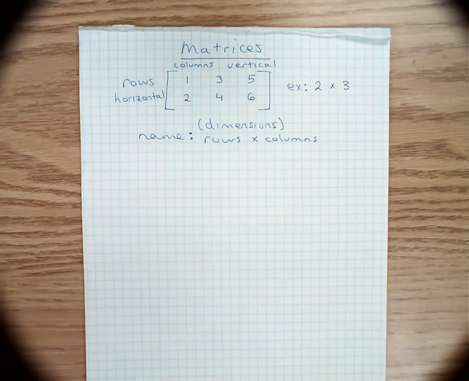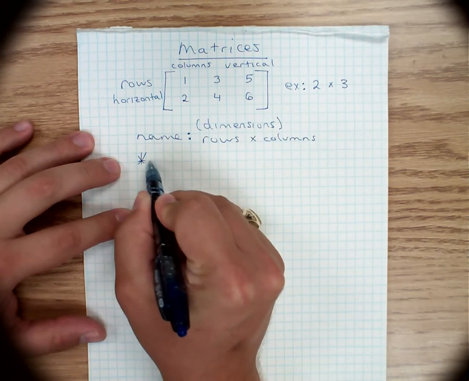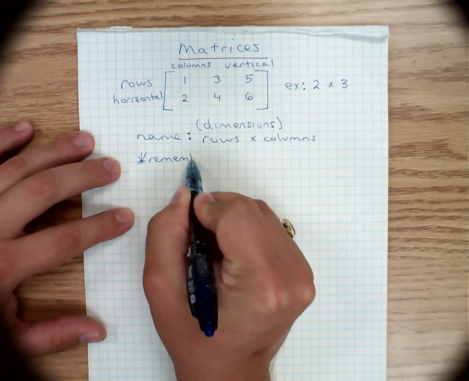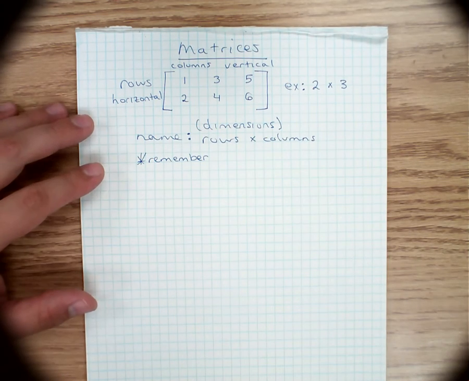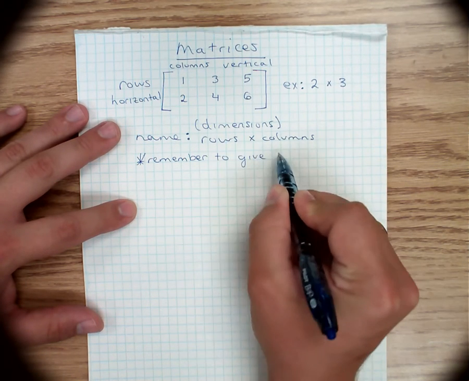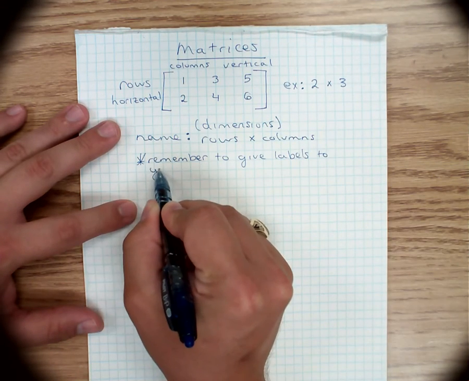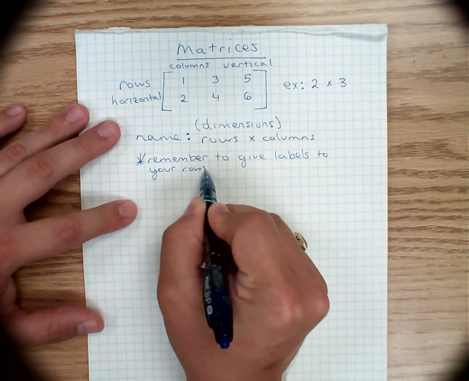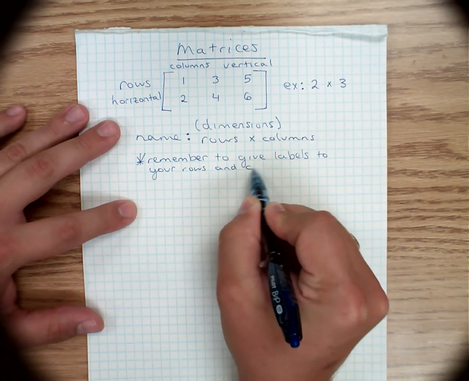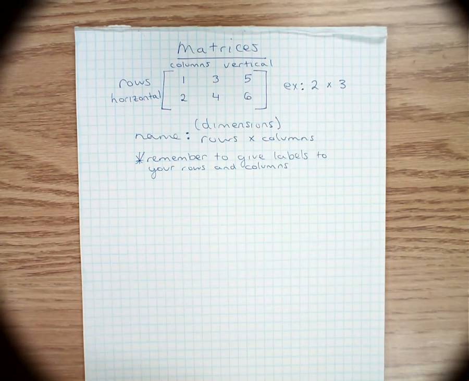Now, everything in this curriculum is important to have context with it. If you don't have context, it's meaningless. So always remember to give labels to your rows and columns. And that kind of leads us into what we're talking about today.